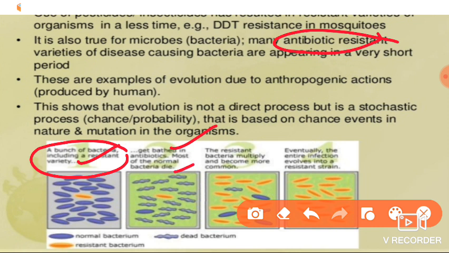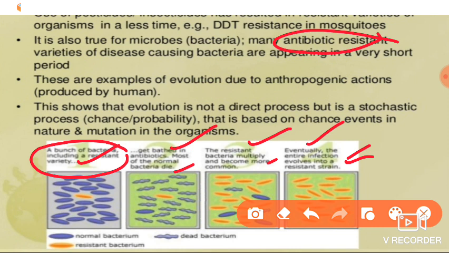Most of the normal bacteria die, because they are unable to resist that antibiotic. Here again, the resistant bacteria multiply and become more common. Those who are resistant multiply themselves and increase in number. Eventually, the entire infection evolves into a resistant strain. The complete media is going to be full of antibiotic resistant bacteria.